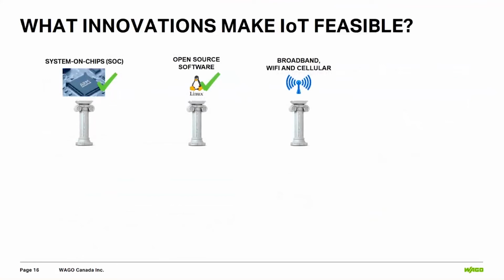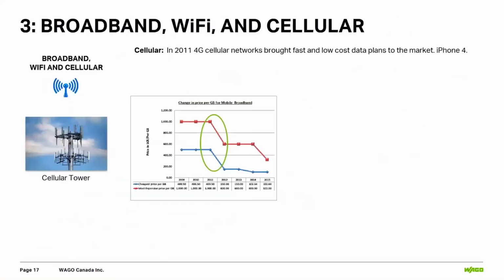Broadband, Wi-Fi, and cellular. In 2011, 4G cellular networks brought fast and low-cost data plans to the market. You can think of this as about the time that they released the iPhone 4. Everybody started getting an iPhone, and the need for data started to increase because more people found the benefits of what they could do with these handheld computers. You can see from the graph that the 2011 timeframe was when the price per kilobyte of data starts to really decrease.